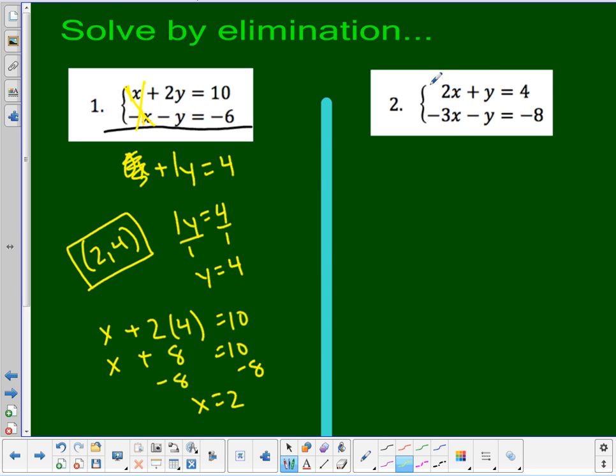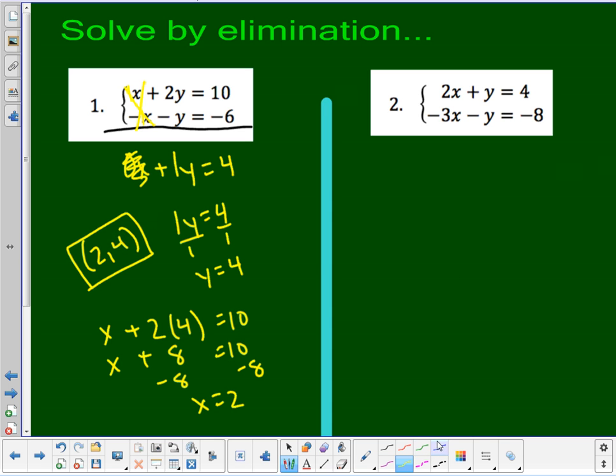So let's take a look at number 2. In number 2, I have my x's lined up, I have my y's lined up, I have my constants lined up. That's an important piece of elimination, by the way, that all of your terms are lined up. Notice that these equations are in standard form, x and y together on the left and the constant on its own on the right.